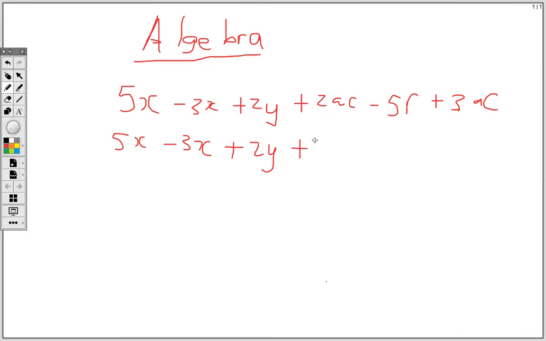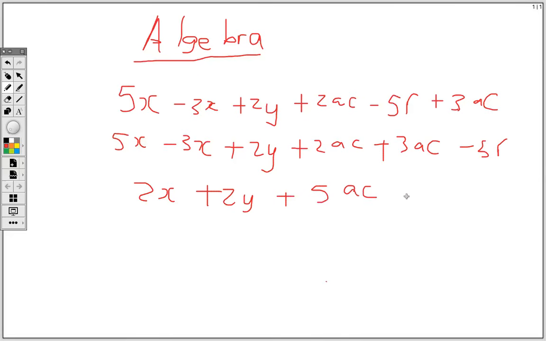Then we have 2ac plus 3ac, and then we have minus 5r. So simplifying this, 5x minus 3x, that is 2x plus 2y plus 3ac plus 2ac, that's 5ac minus 5r.